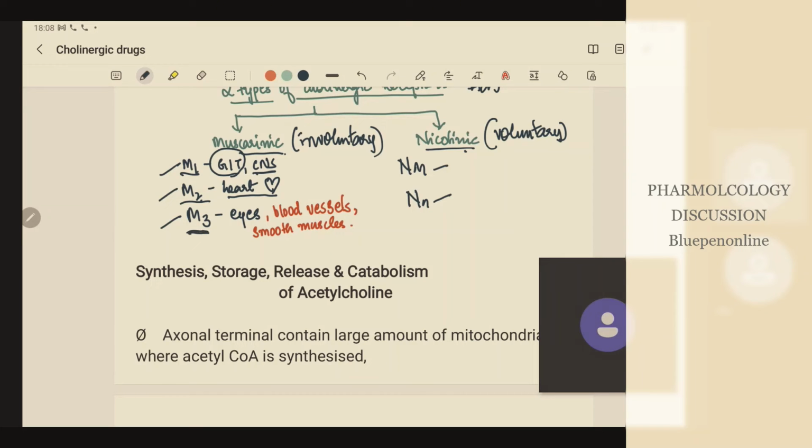M3 is very important. It is present in the eyes, the blood vessels and the smooth muscles. Okay? So in all these places, acetylcholine will go and stimulate muscarinic receptors. And in all these places, acetylcholine will go and stimulate the nicotinic receptors. Okay?